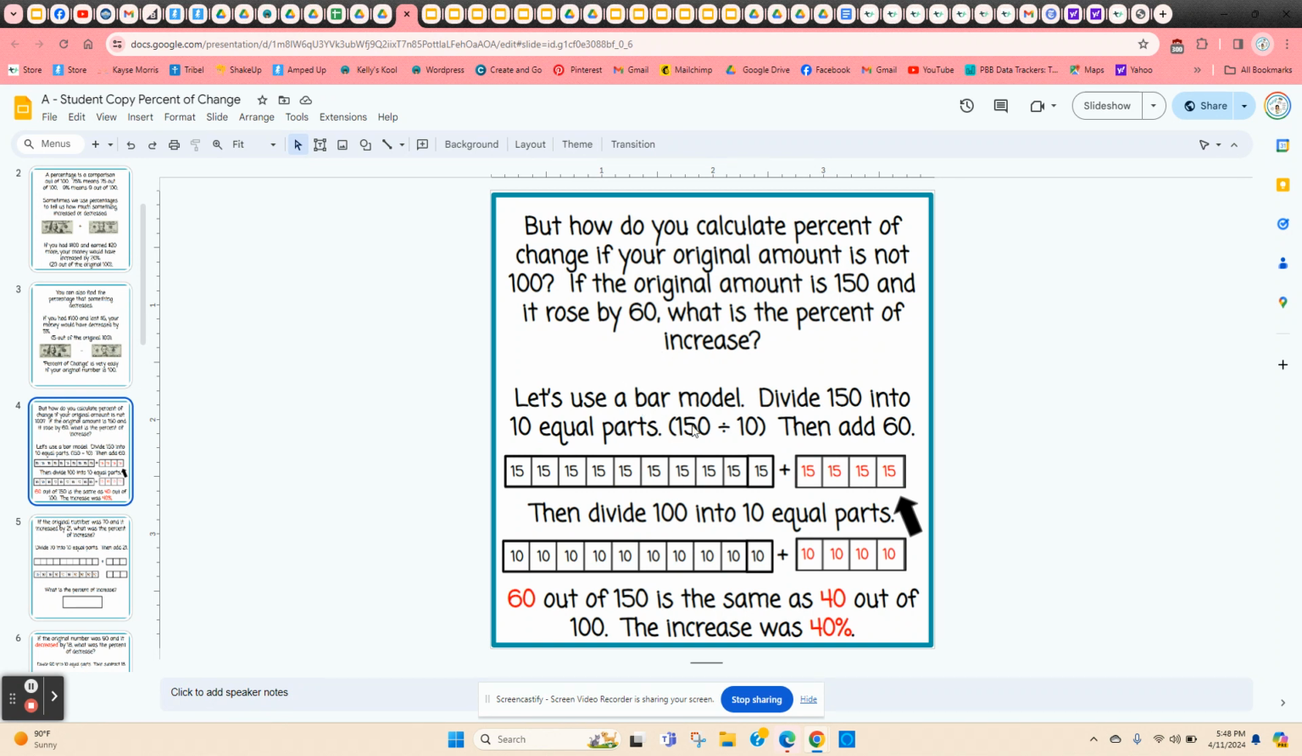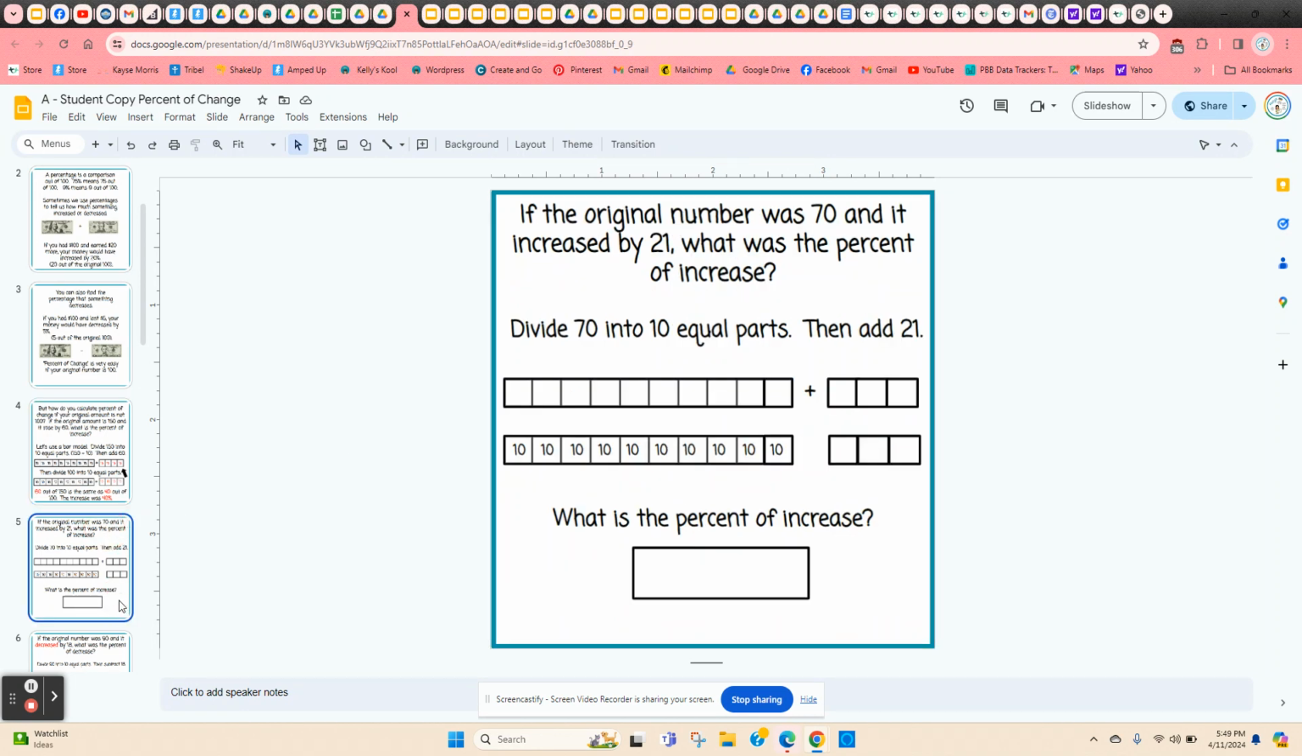Well, we're going to take that 150, it's the original amount, divided into 10 equal parts. And then we're going to take 100 and divide it into the same number of equal parts. We're going to add 60, that's how much it rose by. That would be 4 more 15s. The same amount if we add 10s would be 40, or 40%. So students have a couple that they're going to practice with.